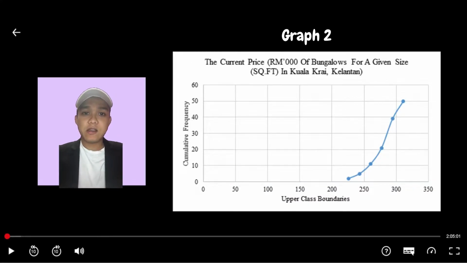While for the second graph, we use the same method, which is to construct a table which has class, upper class boundaries, frequency, cumulative frequency, and there are 6 classes for each category as well as the first table. Based on graph 2, we can conclude that the shape of the ogive graph is increasing.